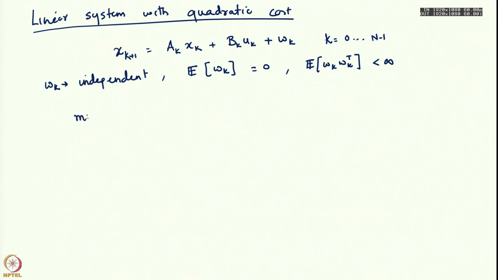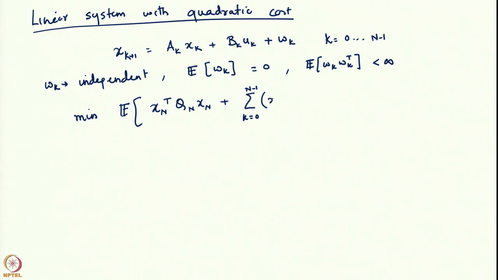The problem is to minimize a cost which is given as follows. The expectation of a terminal cost written as x_N transpose Q_N x_N plus the summation of stage-wise cost, k equals 0 to N minus 1, x_k transpose Q_k x_k plus u_k transpose R_k u_k. This here is the cost, and we want to minimize it over all policies. We will be looking for Markov policies in this particular problem.